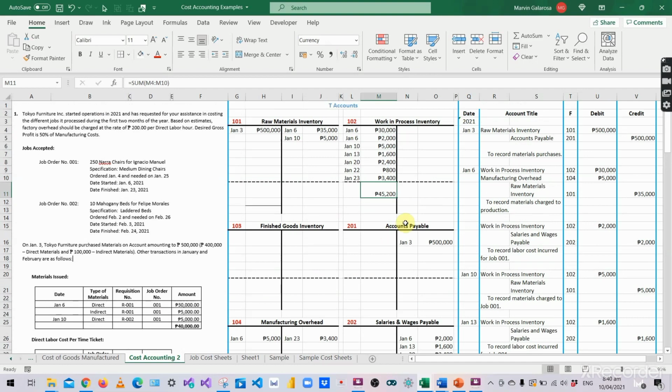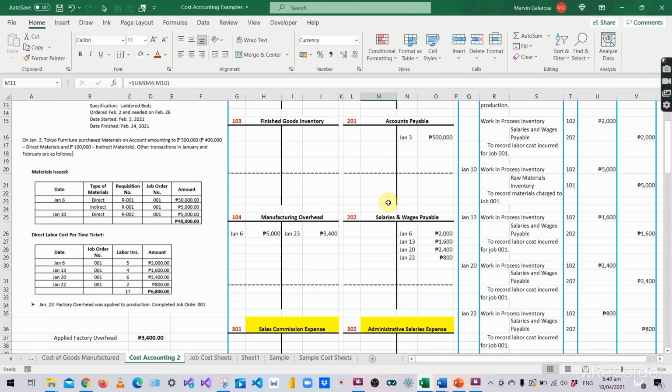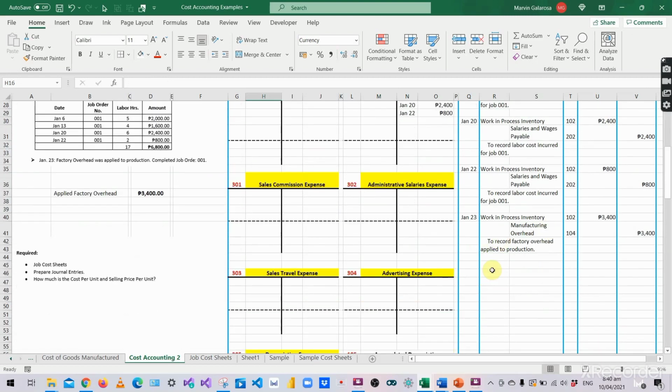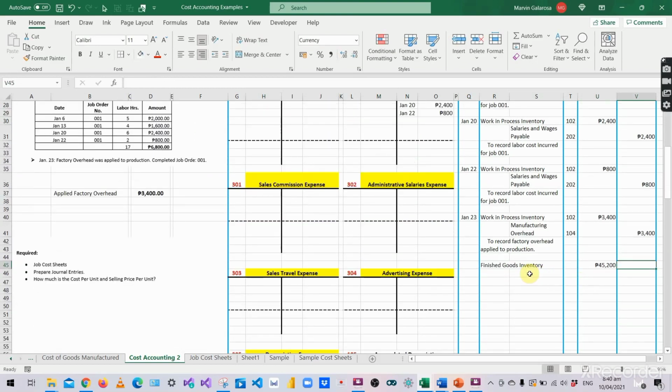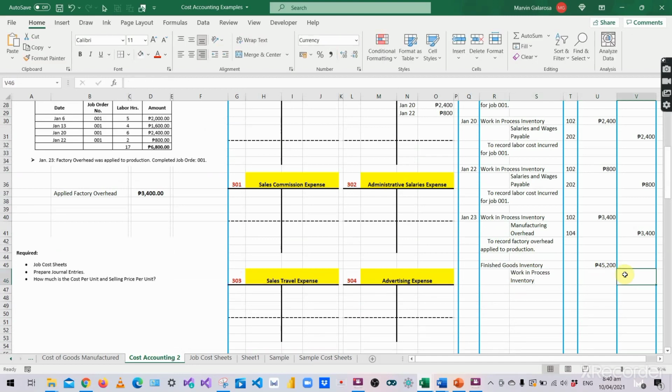And since completed na siya on January 23, matatransfer na to sa finished goods. So, entry. January 23, debit natin si finished goods inventory. Magkano siya? 45,200. Credit naman natin si work in process inventory 45,200. Don't forget the description. To record cost of goods manufactured.